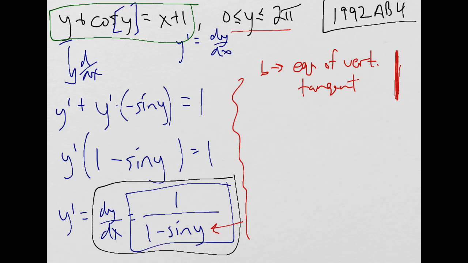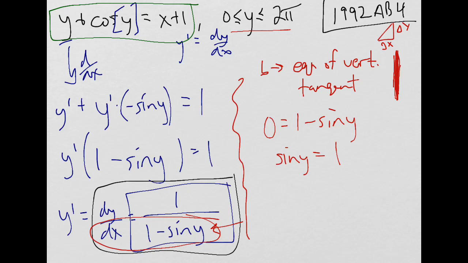You could also think about it as if I were to draw a triangle. Normally when I have a slope, I do delta y over delta x, right, and I divide the two. Notice here the delta x is equal to nothing when it's straight up and down, vertical. And if you look at my equation here, the dx is that bottom piece. So I can think of the bottom piece as being 0. So when I'm looking for this vertical tangent, I set 0 equal to 1 minus sine y, which gives me sine y is equal to 1.